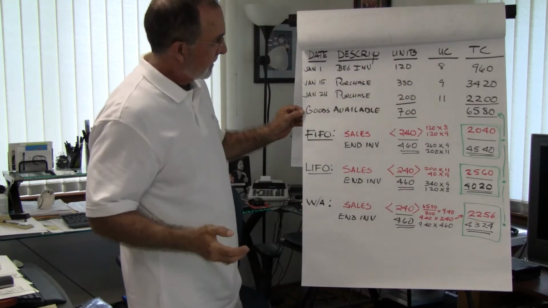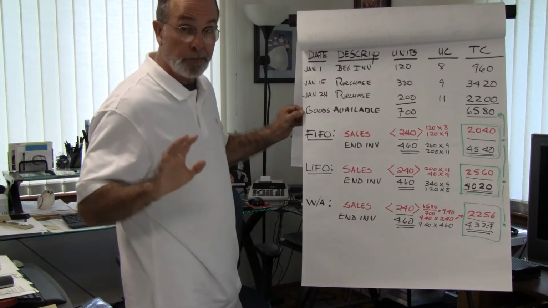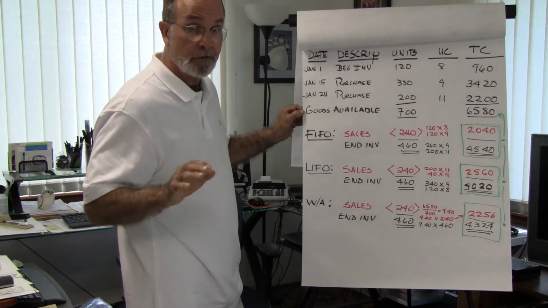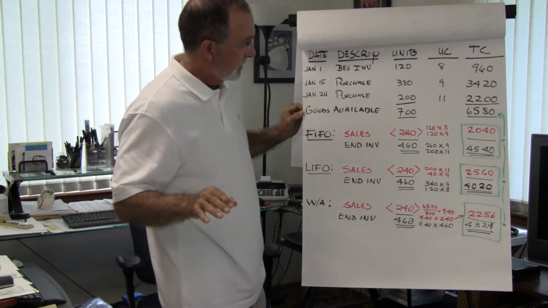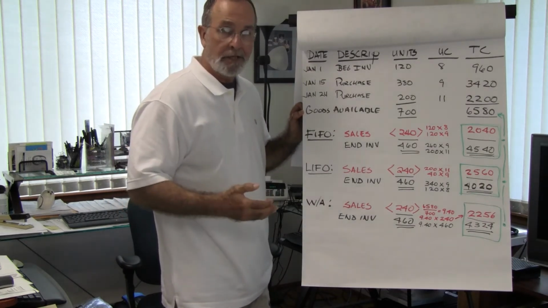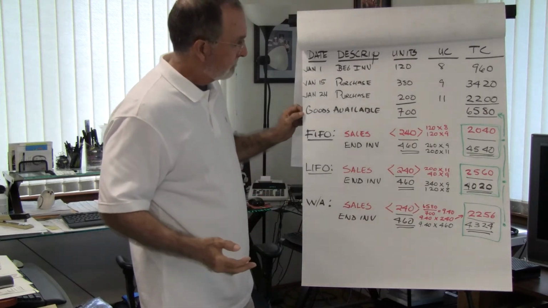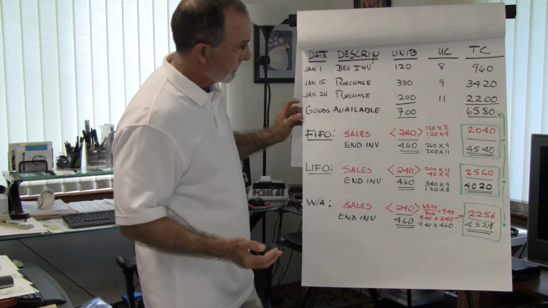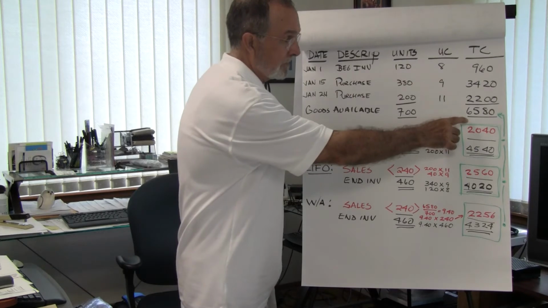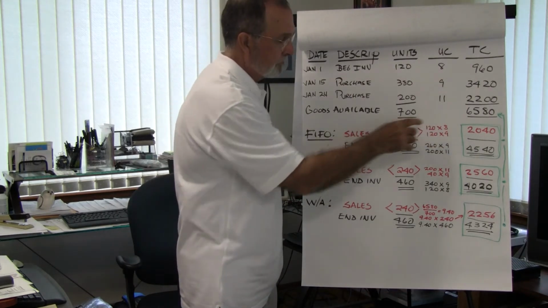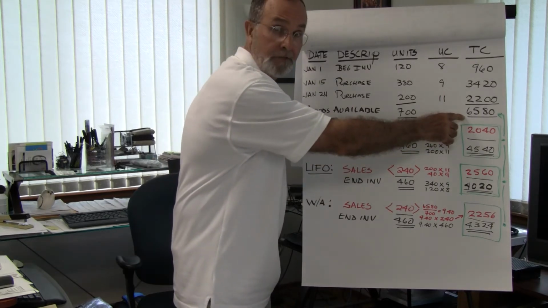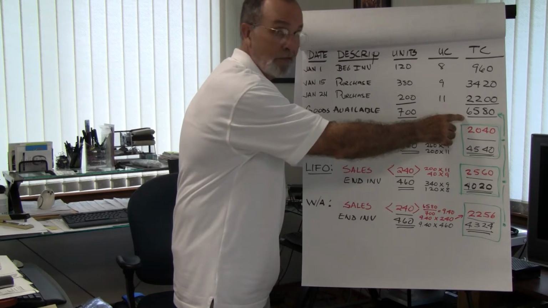So for the month of January, and keep in mind, we're doing this using the periodic inventory method, where calculations are done at the end of the period. In this case, at the end of the month of January. So for the month of January, our goods available in units and in dollars are shown. We have 700 units available, and the total cost of available units for the month is 6,580.